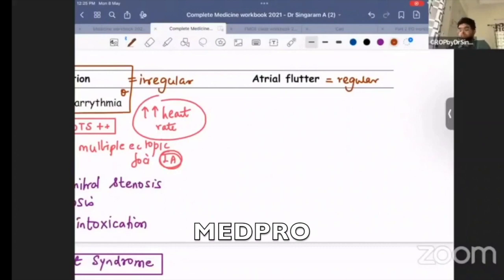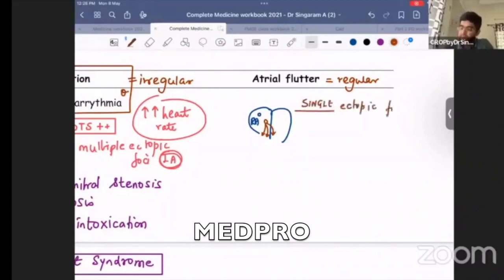I told you it's a regular rhythm. Why regular rhythm? It is something like this. Suppose I'm drawing the heart like this. Right atrium. We have the SA node. In this particular condition, we have only one ectopic focus. From that one ectopic focus, you will see multiple impulses generated. So this is a condition characterized by a single ectopic focus. That is why, can you see how the rhythm is? It's a regular rhythm. But from that single ectopic focus, multiple discharges are noted.